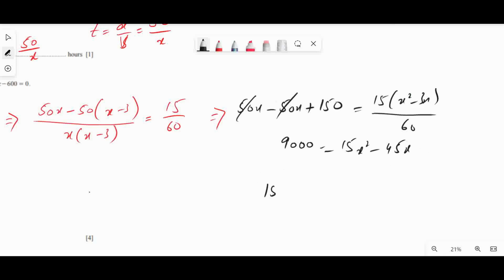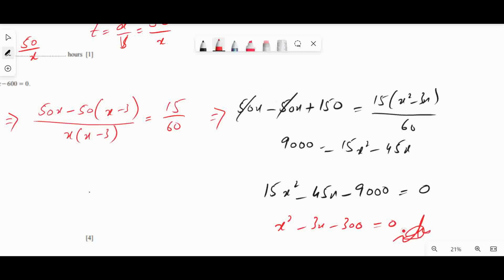So this will be equal to 15x square minus 45x minus 9,000 is equal to 0. Now if we divide it by 15, this will be equal to x square minus 3x minus 300 is equal to 0. So this will be the final answer. Let's move to the next part.